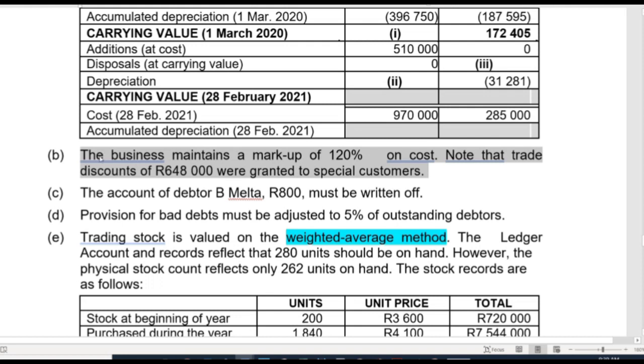So, what does B look like? The business maintains a profit markup of 120 on cost. Note that trade discounts of 648 were granted to special customers. So we gave trade discounts again. Okay?